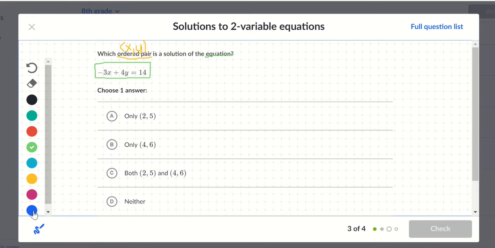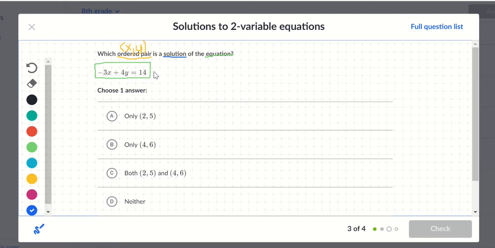The term that we may not be so familiar with is the term solution. What is a solution? If I said, you know what, I have a problem and I need a solution, a solution is basically just an answer. It is something that's been solved. It is something that is right.